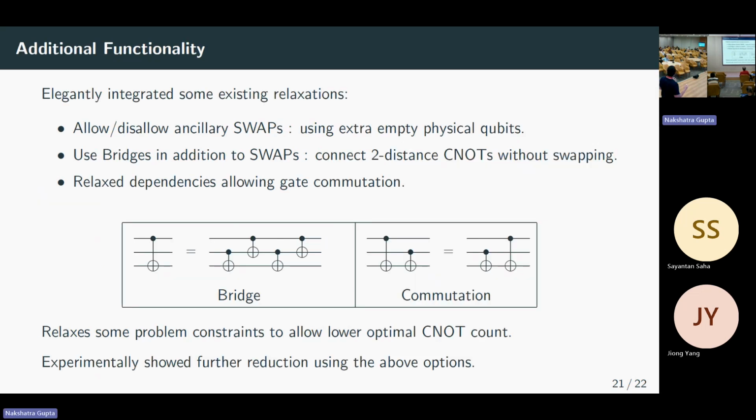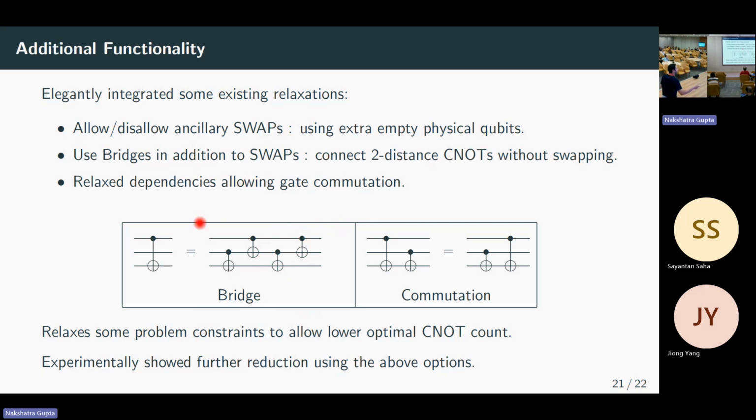Okay, and beyond that, you might have noticed that we haven't used any of the specific information of gates until now. But industry wants any reduction in CNOT gates. So we also give some additional functionality. These are all existing approaches. You might have noticed that we have more physical qubits than logical qubits. So using these extra empty physical qubits seems to reduce the number of CNOT gates. So we give this as an option. Sometimes these extra qubits can be costly, so the users can decide whether they want to use them or not.